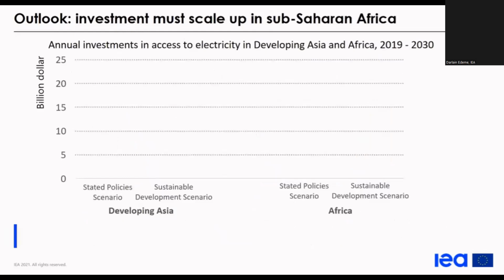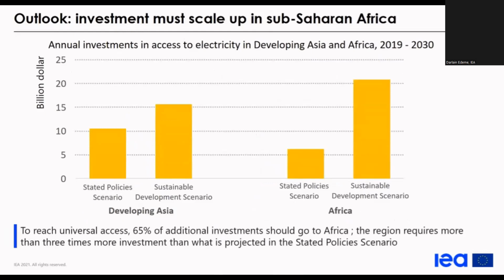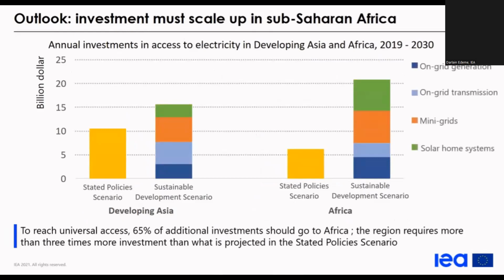Investment is also an output of the modeling exercise. We will see for different regions what are the required annual investments in access to electricity under a stated policies or STEPS scenario, taking into account announced policies, or under a sustainable development scenario that was, let's say, equivalent to the Africa case, where we reach universal access. And this kind of investment can be broken down by technology: grid and off-grid solutions.